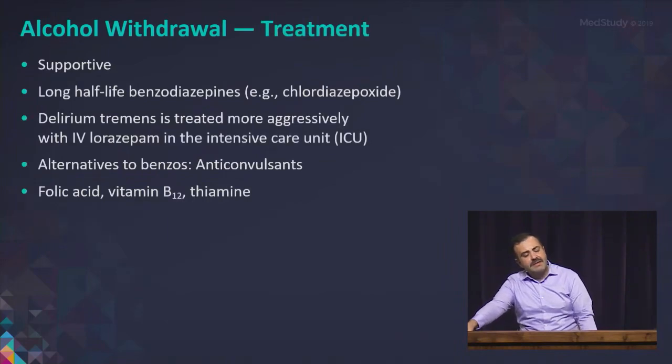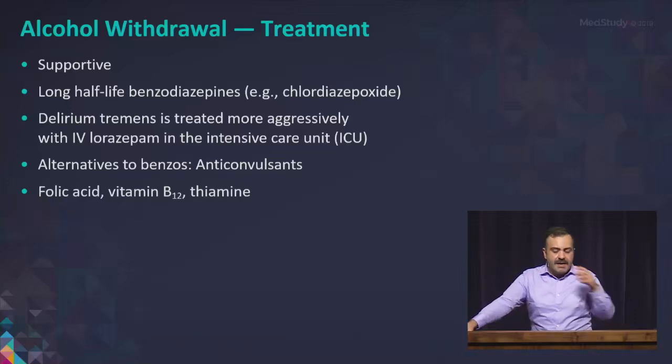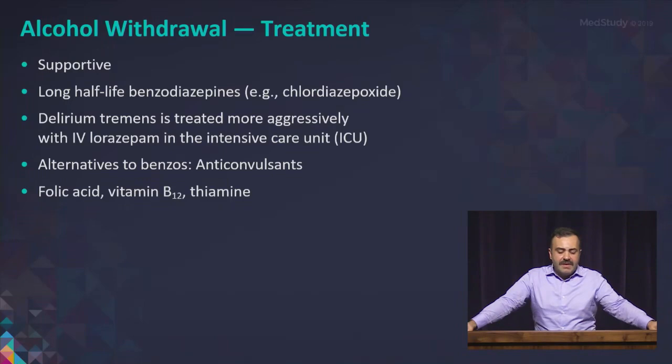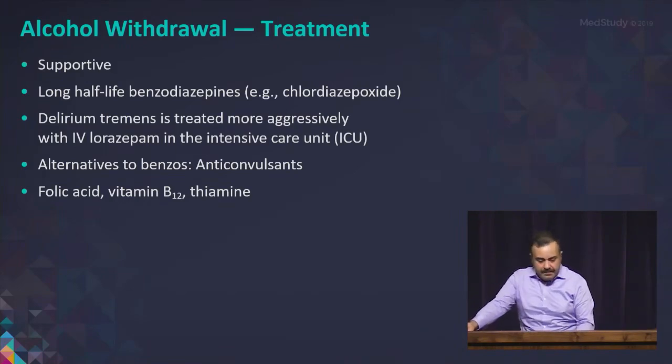In terms of treatment, supportive therapy, and consider use of longer half-life benzodiazepines. If you have a patient in the ICU, you can consider using IV lorazepam. You can use anticonvulsants as an alternative, and also please give folic acid, vitamin B, and thiamine.